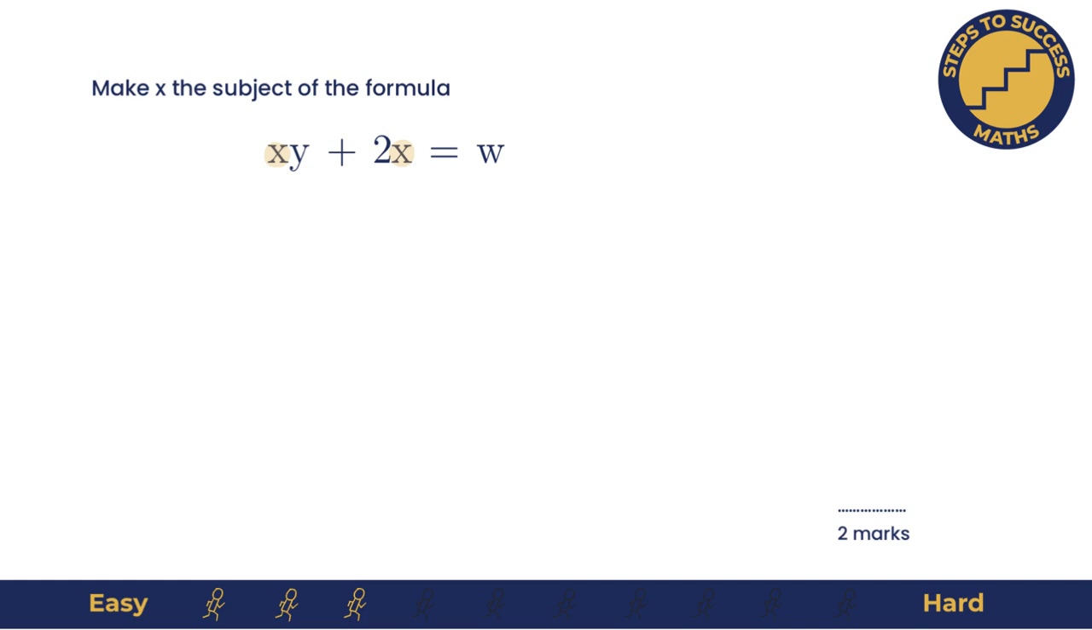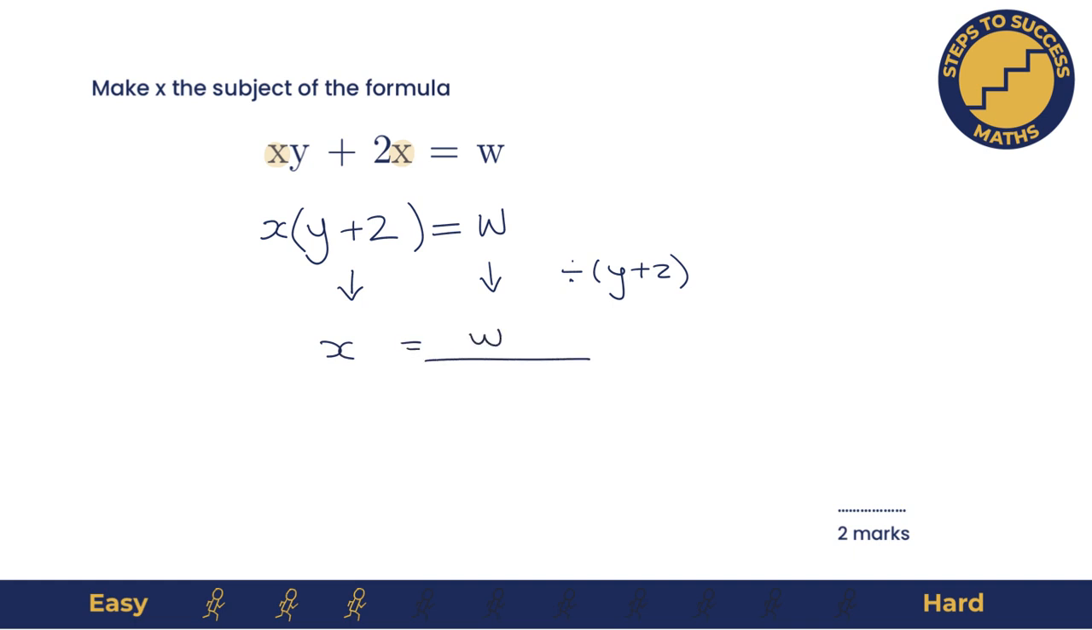So here we're going to put x outside the bracket, and then we'll have y plus 2, and that's still equal to w. If you've forgotten how to multiply out brackets, remember you times everything on the outside by each term on the inside. And once we've got this bracket, and we know bracket means times by, we can do the opposite, so we can divide. And if we divide by everything inside the bracket, we get x is equal to w divided by y plus 2. And now we've made x the subject of the formula.